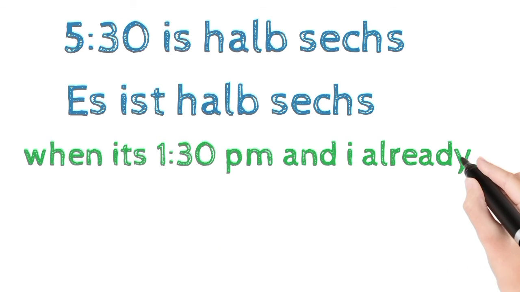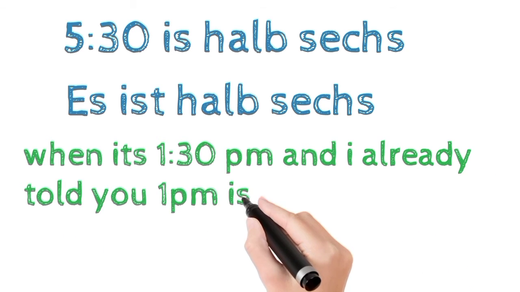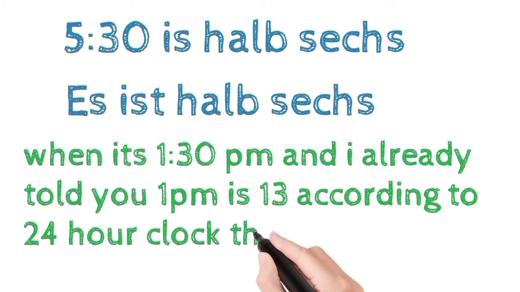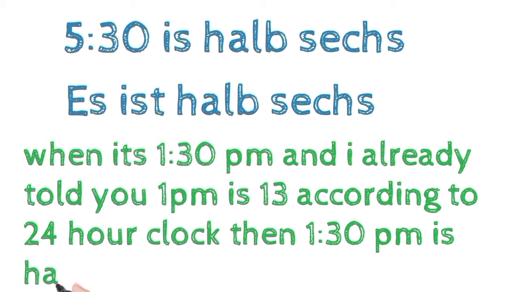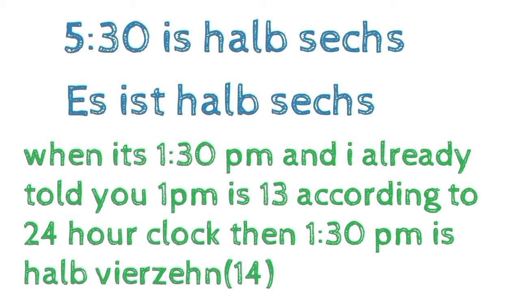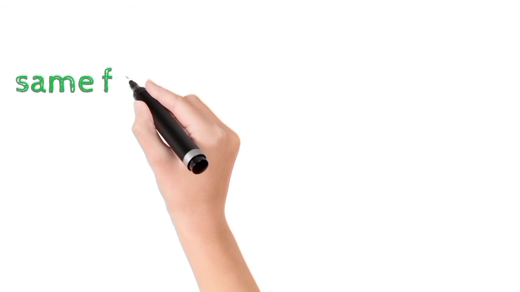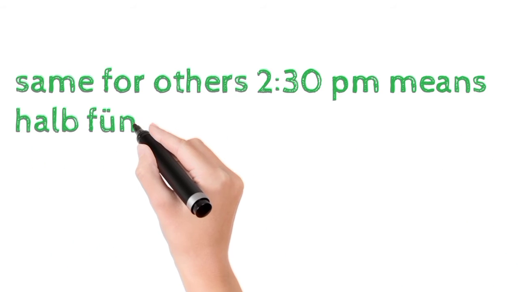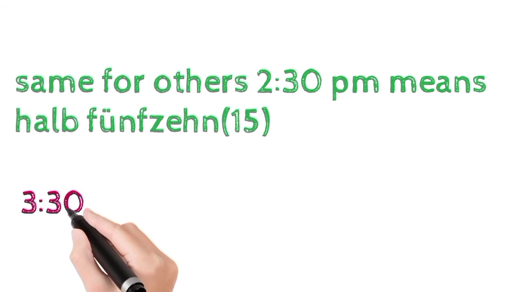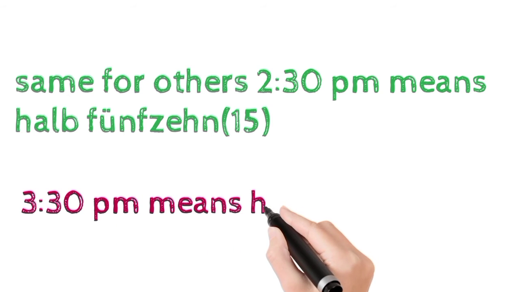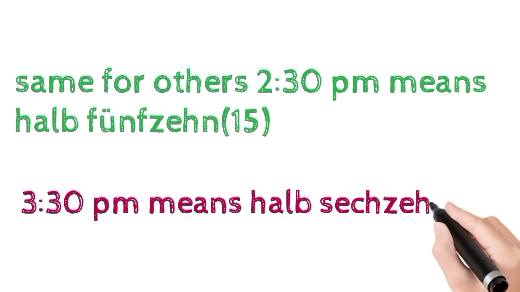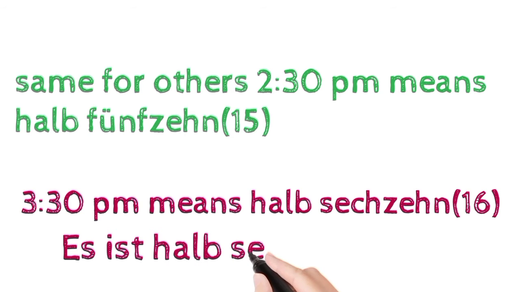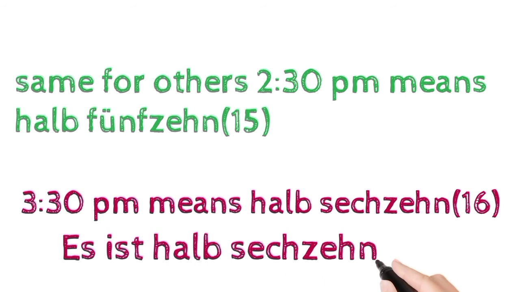When it's 1:30 p.m., I already told you 1 p.m. is 13 according to the 24-hour clock. Then 1:30 p.m. is halb vierzehn. Halb vierzehn means the same for others. 2:30 p.m. means halb fünfzehn. Fünfzehn means 15. 3:30 means halb sechzehn. Sechzehn means 16. Es ist halb sechzehn.